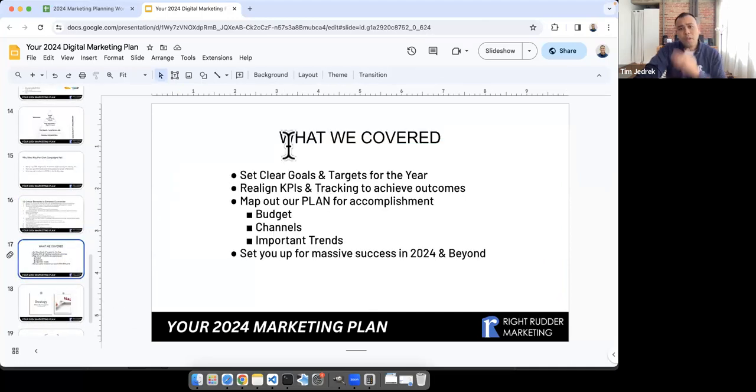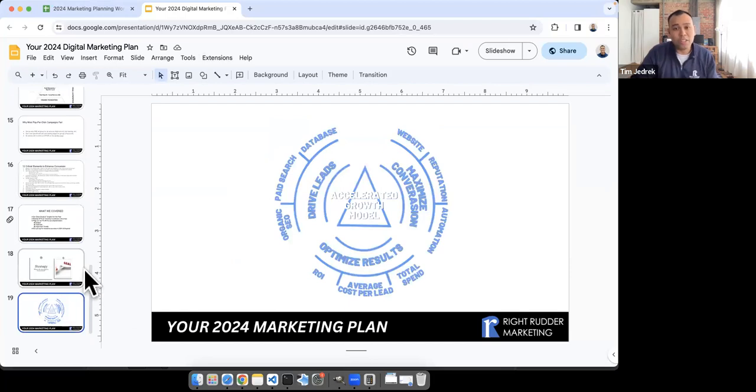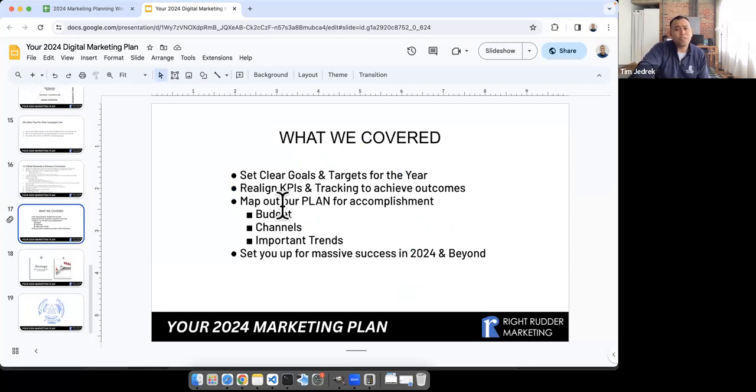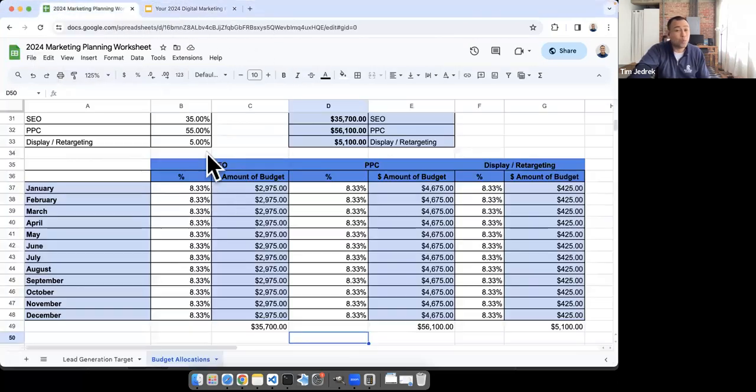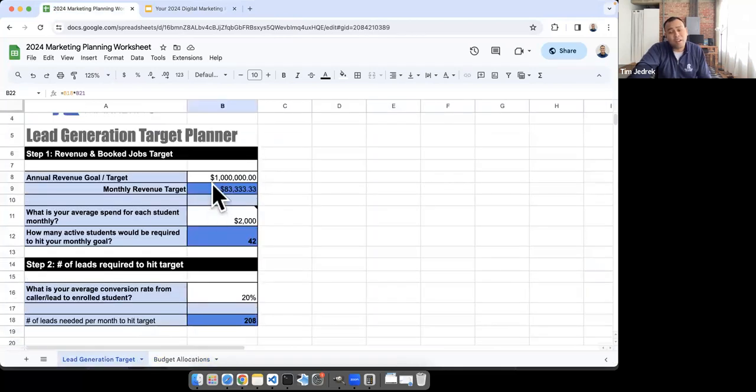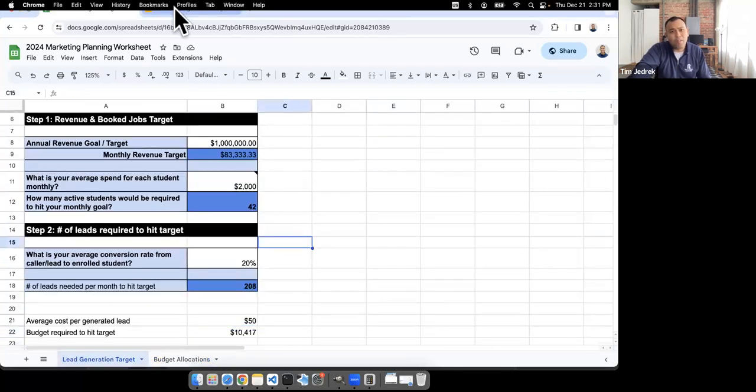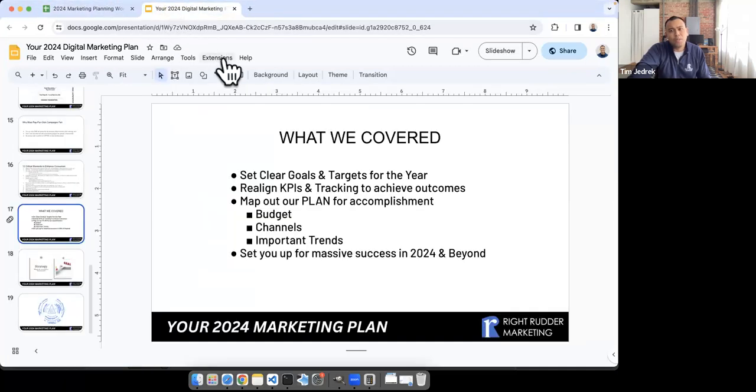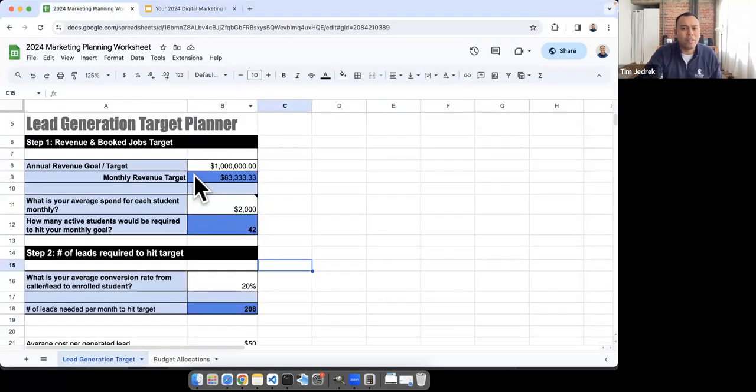All right. So we're going to wrap up here. What we covered is setting clear goals and targets for the year, making sure that you align your KPIs to match this model here, whether it's driving leads, optimizing results, or maximizing conversion. We're looking at our different plan for 2024. Using the spreadsheet, we have a great idea of how much we need to spend to achieve our goals. The reason this is really important is that a lot of people have goals like, I want to get 100 students in my flight school, but they never really looked at how much that would actually cost or what steps they need to take. I hope this spreadsheet helps out a lot in planning for 2024.